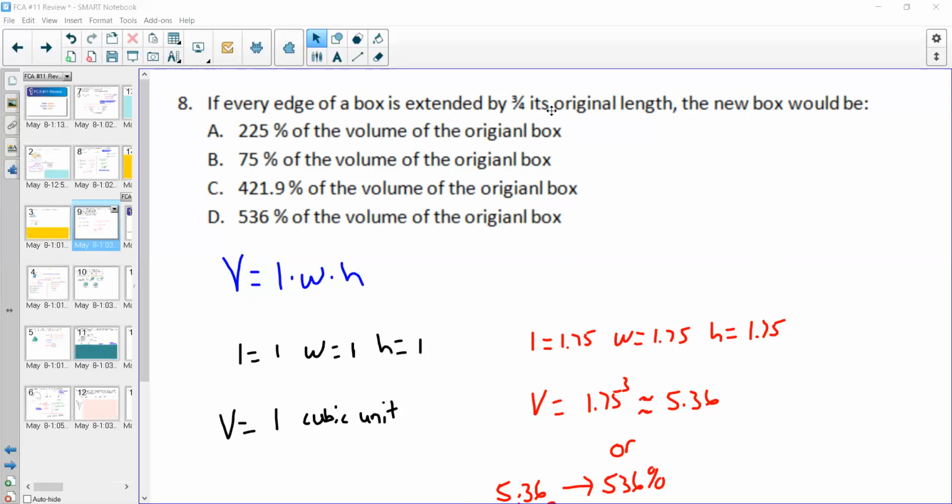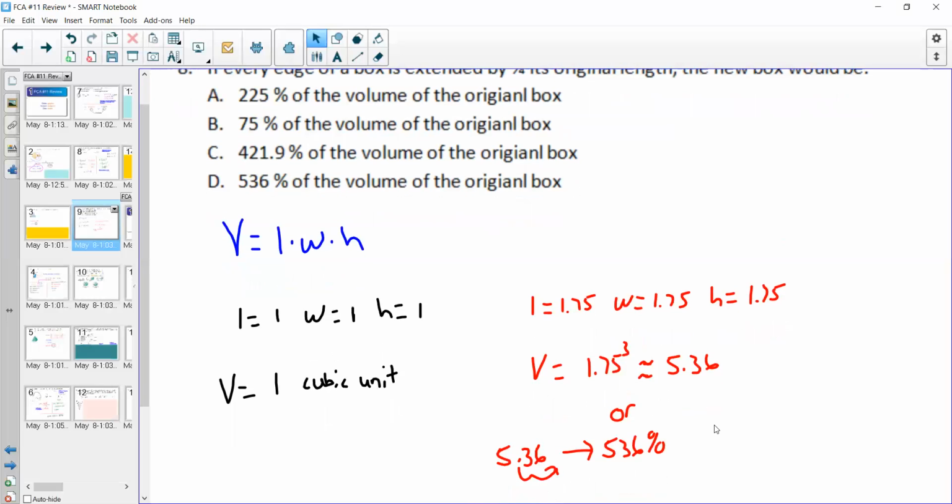Now, it says every edge of a box is extended by 3/4. So I'm increasing length, width, and height by 3/4, or 0.75. When I do that, I have a volume of 5.36. So I've increased from 1 to 5.36. How do you put that in percent form? You move it 2 decimals to the right. So that would be 536%. We'd have a 536% increase.